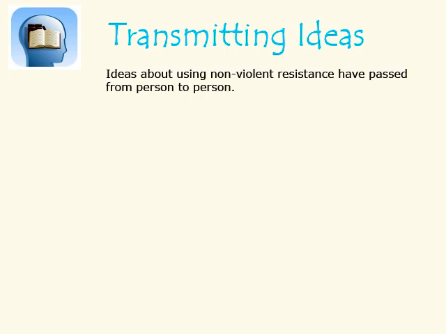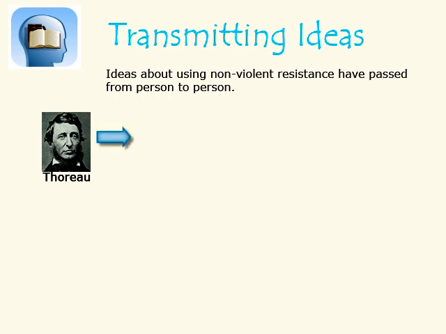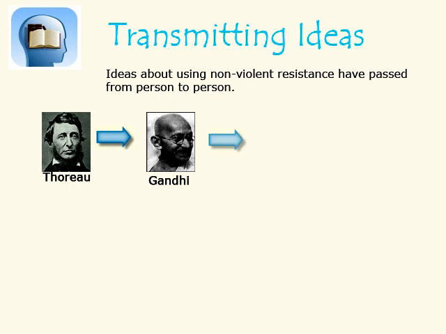The growth of knowledge depends on the transmitting of ideas. For example, ideas about using nonviolent resistance have passed from person to person. The concept, outlined by Thoreau in his book Civil Disobedience, was put into practice by Gandhi in India and adopted for the civil rights movement in America by Martin Luther King.